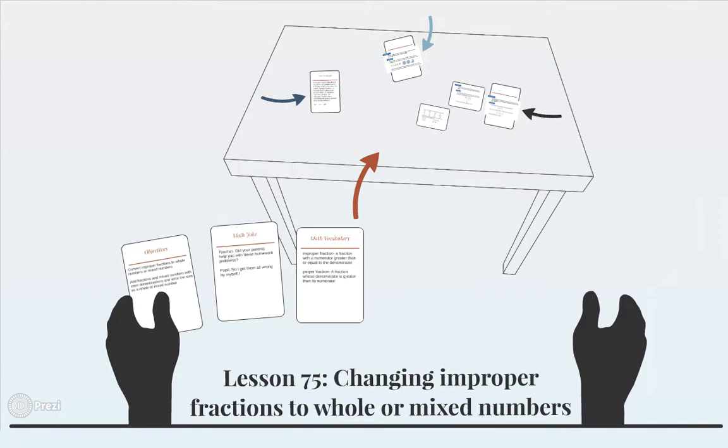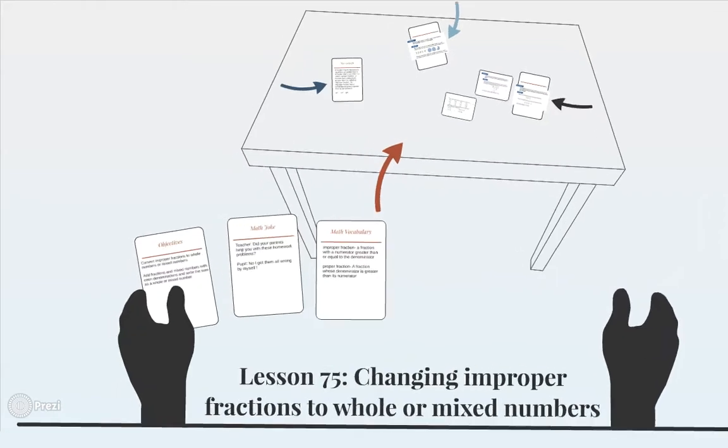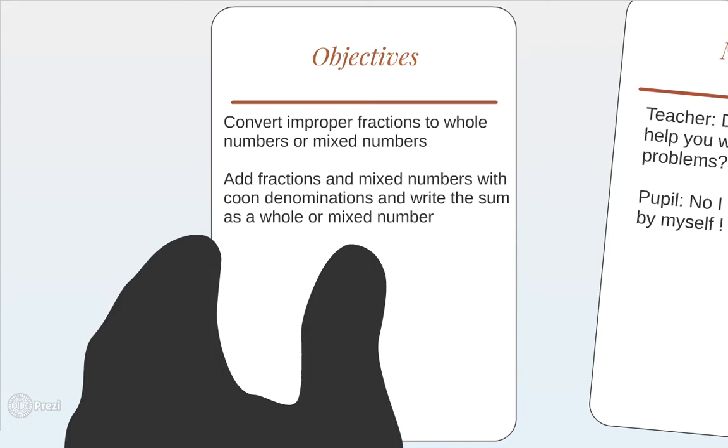We're on lesson 75, changing improper fractions to whole or mixed numbers. Our objective for today is to convert improper fractions to whole numbers or mixed numbers, and we're going to add fractions and mixed numbers with common denominators, and we're going to write the sum as a whole or a mixed number.